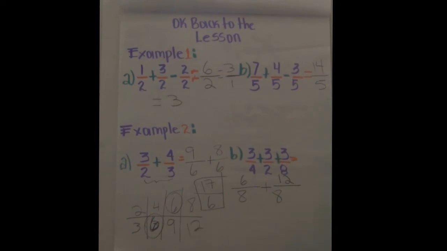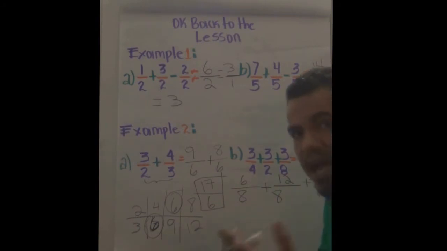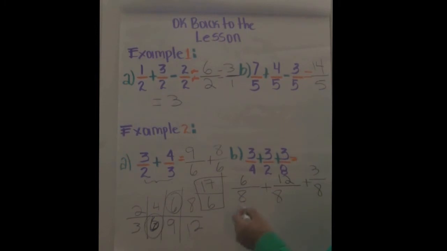So far so good. And now guess what? I don't have to do anything to this 3 over 8 because the denominator is already 8. So plus 3 over 8. They are all over 8 now, and now all I have to do is add the top, because that's how you add fractions with the same denominator. So 8, 8, 8, so then 6 plus 12 is 18, plus 3 is 21. Final answer, 21 over 8.